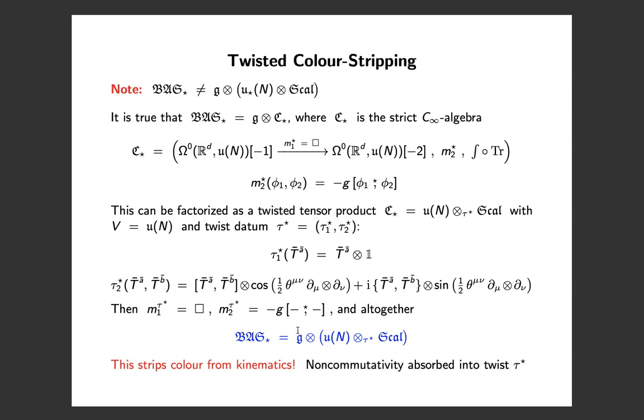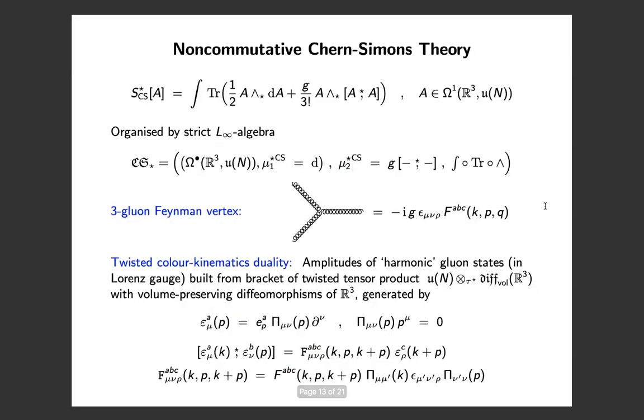And all the factors in the tensor products here are just commutative objects, right? The non-commutativity is completely absorbed into this twist datum here. And this is, from a technical perspective, what resolves the problem I talked about earlier: what is the meaning of color-kinematics duality in these non-commutative theories. Okay, so that's just illustrating how this works. Now let's start applying this to some concrete situations.